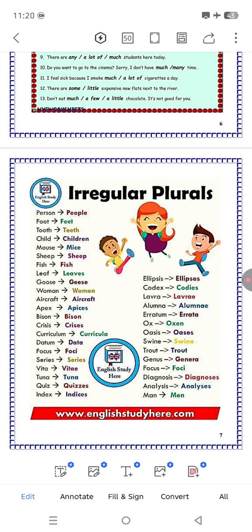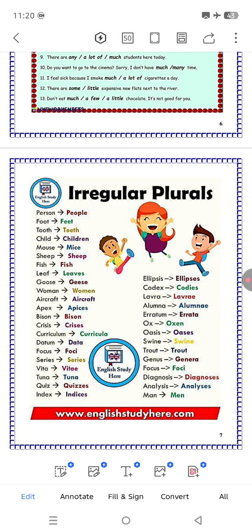Leaf. For the word leaf, we change it into leaves. The same is for the word wolf. Wolf here is pluralized as wolves by changing the F into VES. Also, we have goose, geese, and we have woman, women, by changing the A into E. So here we are only changing the vowel. Aircraft remains the same as aircraft.